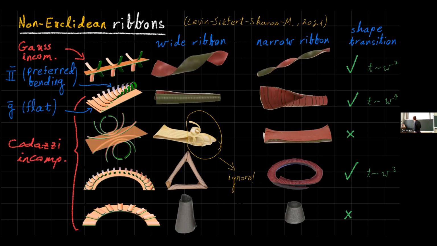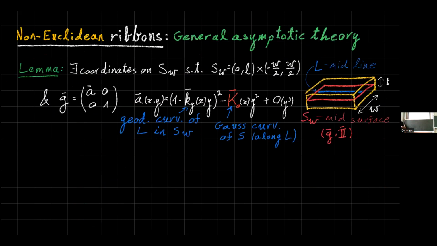And in other examples, we see a shape transition between wide and narrow ribbons, but the powers of the shape transition are very different. You have T to W cubed or T to W to the fourth. And we wanted somehow to develop a theory, so this was seen experimentally, and we wanted to understand this. And so let's do some formal asymptotic analysis.